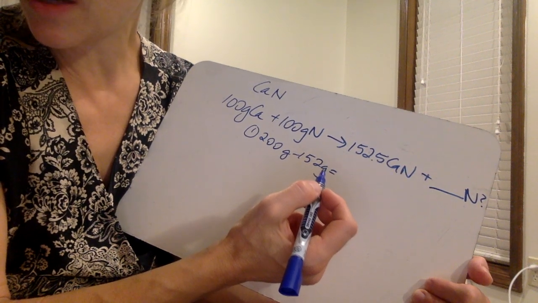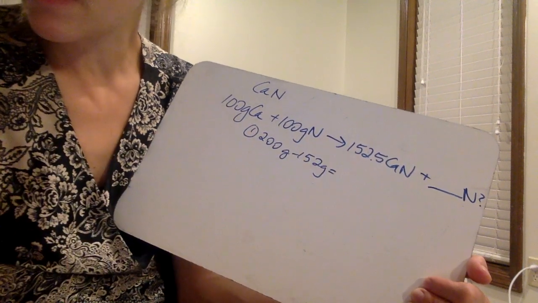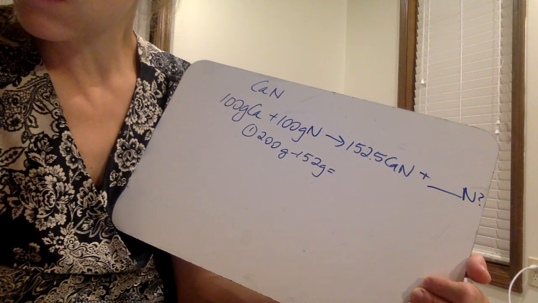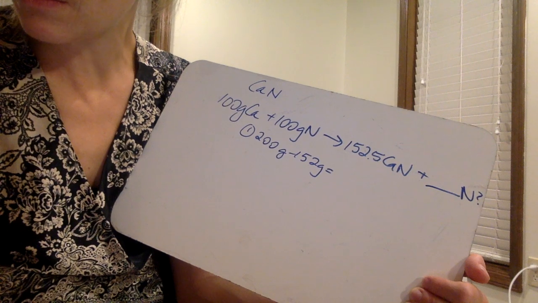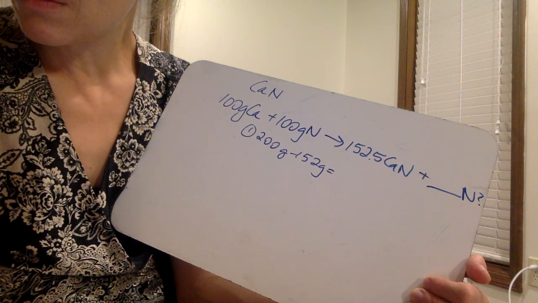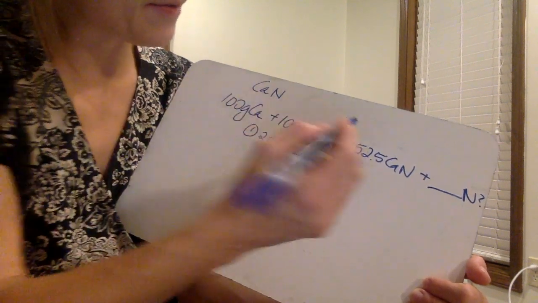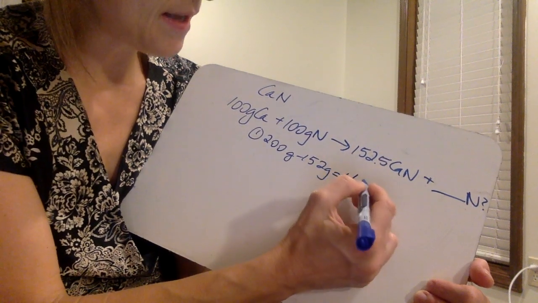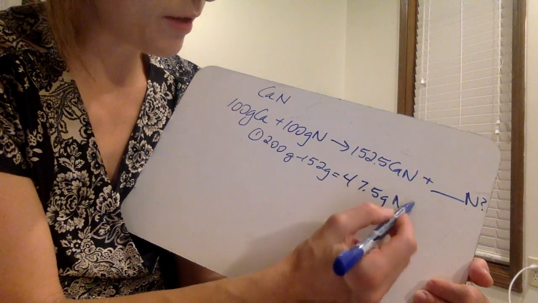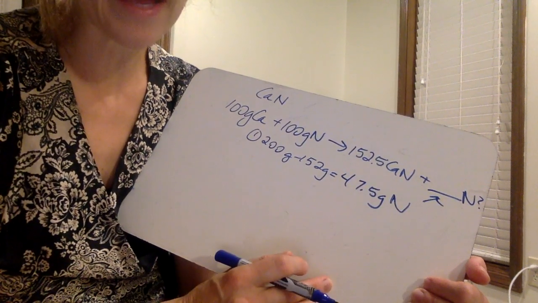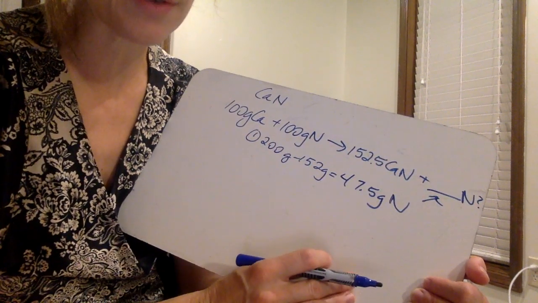Sorry, all of a sudden I thought I kept somebody else's book for a second. It's 52.5, right? No. 47.5. So that's 47.5 grams of nitrogen. Okay, so that's how I figure that out. That's how much nitrogen is left over.